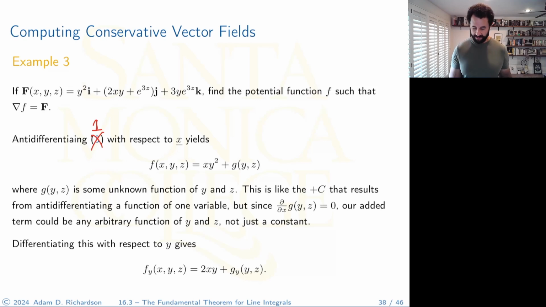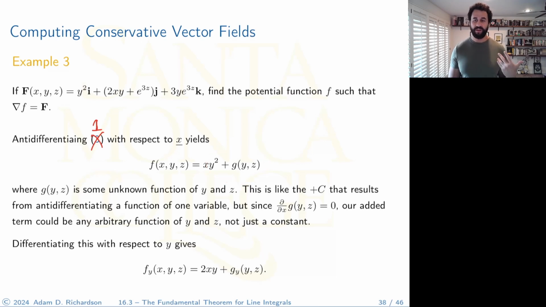It could be an entire function of y and z. Because if you differentiate a function of y and z with respect to x, you get 0. So when you do these antiderivatives, you have to remember that it's not just going to give you an additional constant, it's going to give you an additional function, a function whose derivative is 0 with respect to that derivative, right? That's what this is saying right here. So now we've got this.